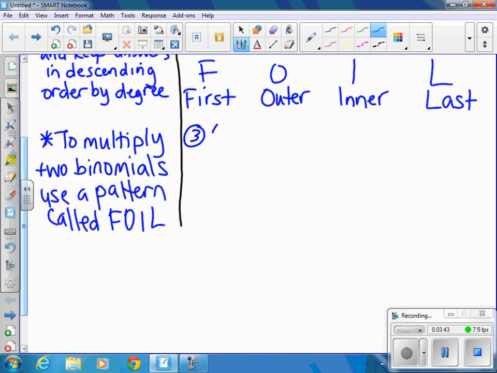All right, so I'm going to take 2x plus 3 as one of my binomials and x plus 1 as my other one. I'm going to label this first one just so you can see where the F, the O, the I, and the L come from, but then after that I'm not going to label them each time. I'm only going to draw the arrows. All right, so if I take the first term in each parentheses, the 2x and the x, that is my F. That's my first. So 2x times x gives me 2x squared.